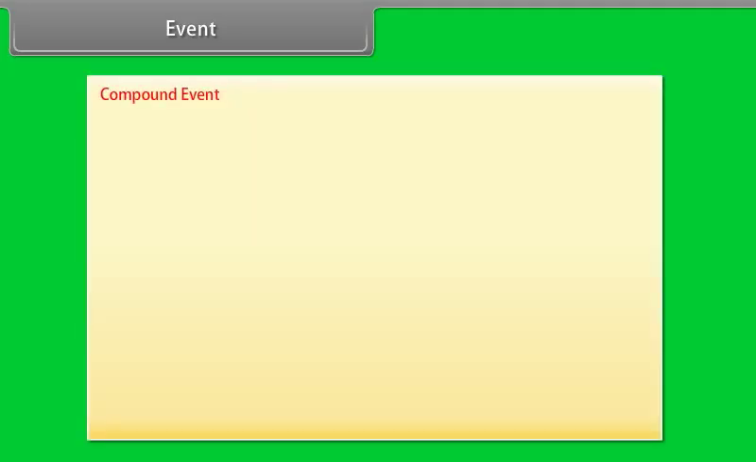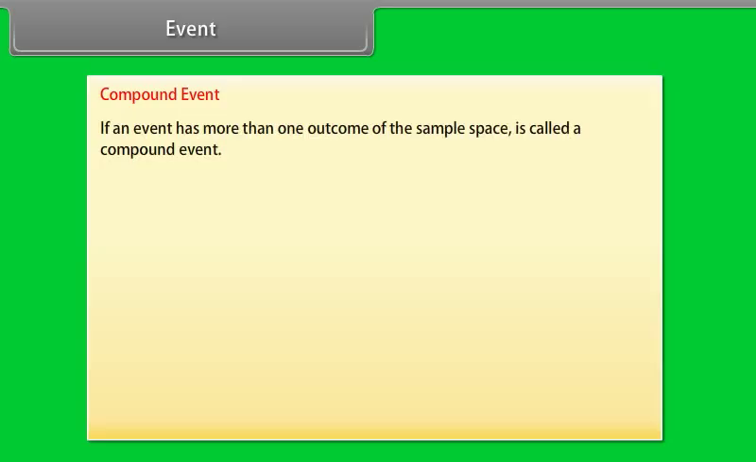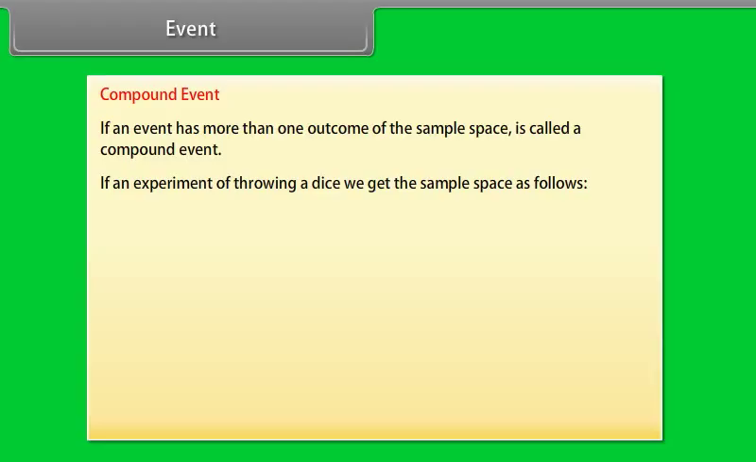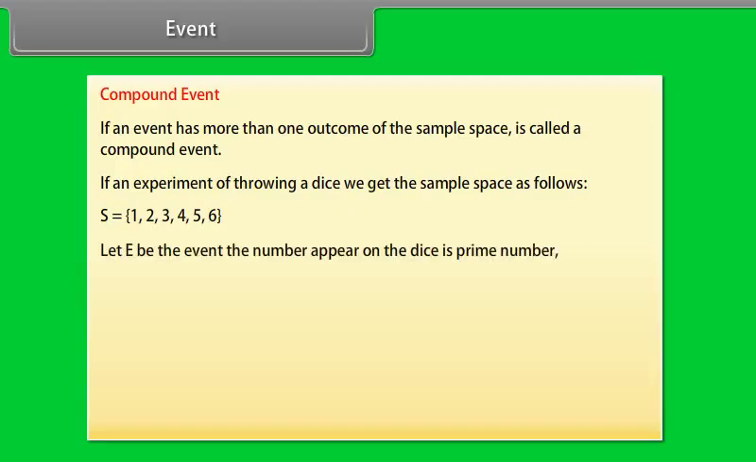Compound event. If an event has more than one outcome of the sample space, it is called a compound event. To understand it, let's take an example. In an experiment of throwing a dice, we get the sample space as follows. S is equal to {1, 2, 3, 4, 5, 6}. Let E be the event that the number appearing on the dice is a prime number. Thus the event E is equal to {2, 3, 5}. It is a compound event.